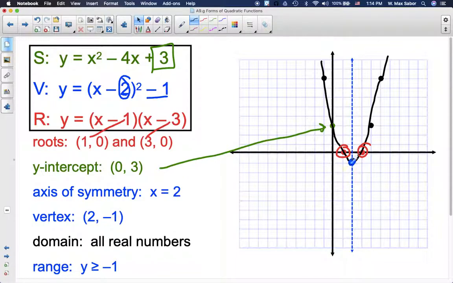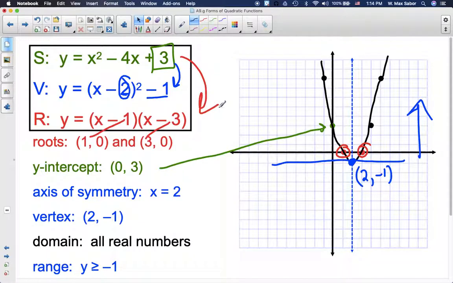The domain is all real numbers, unless it's restricted by a word problem. And the range, we start from -1 and go up. So that's y is greater than or equal to -1. You can convert between these, from either of these to the standard form by simplifying. You can complete the square to go to vertex form, or you can factor to go to root form.